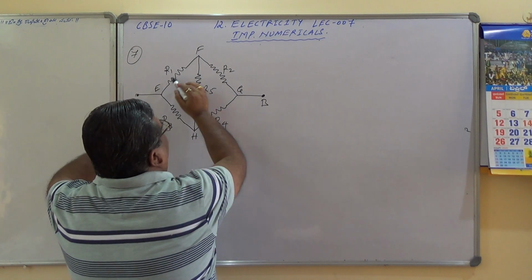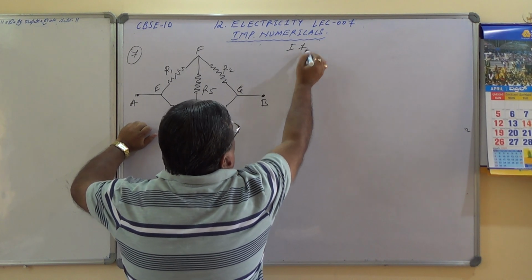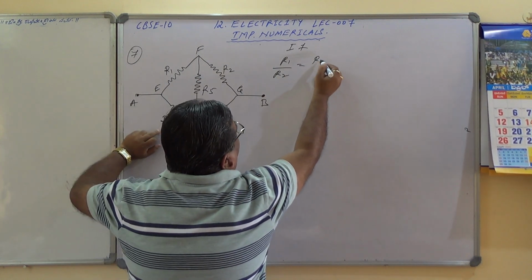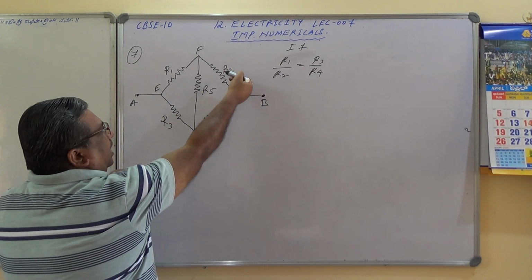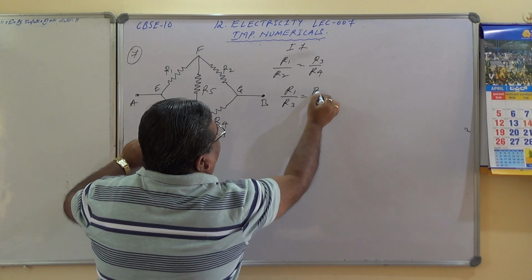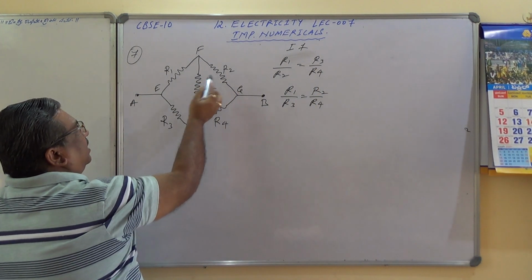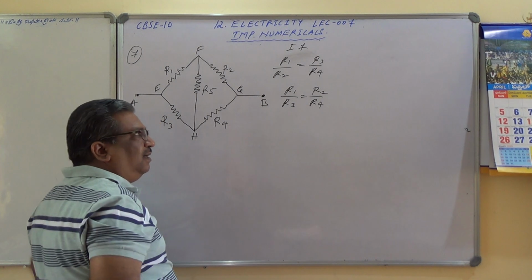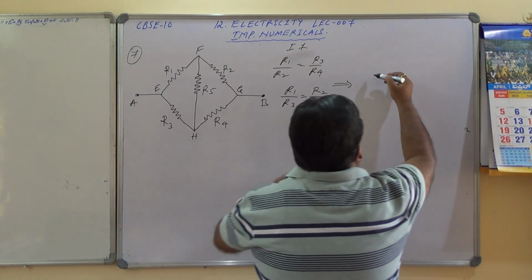What is that condition? R1 by R2 equals R3 by R4, or R1 by R3 equals R2 by R4. This by this equals this by this, or this by this equals this by this. If this condition is met, then this circuit will reduce to simply this way.